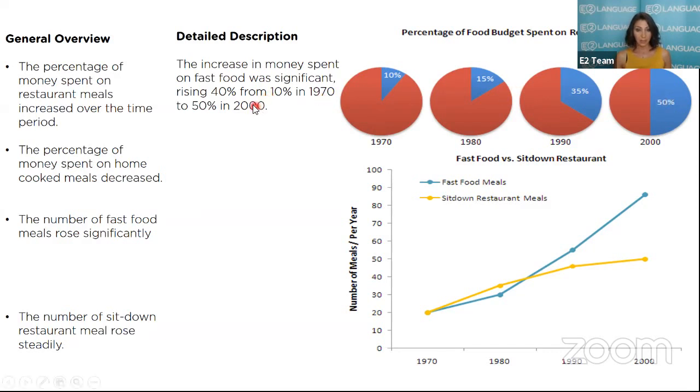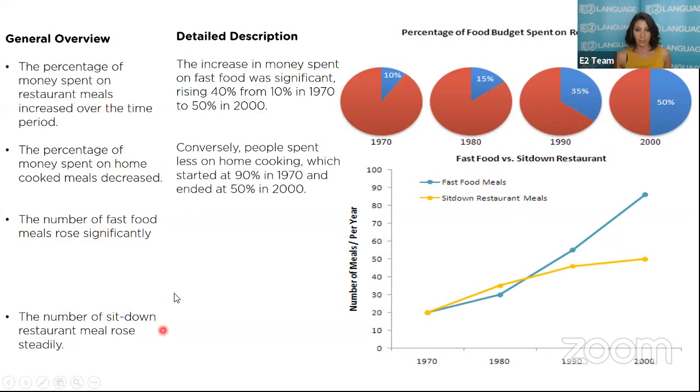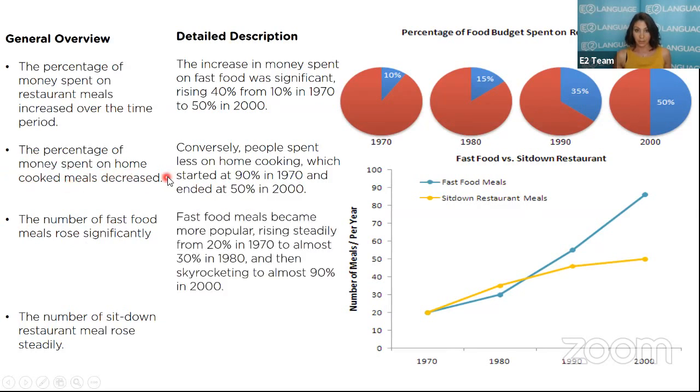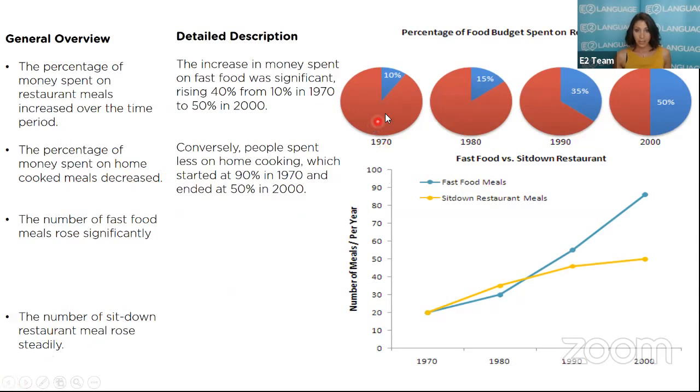So that's relevant. Then we need to follow on with the second point, which was the percentage of money spent on home cooked meals decreased. And we can see that. So supporting that with a detailed description. Conversely, people spent less on home cooking, which started at 90% in 1970 and ended in 50% in 2000. So here I've given evidence for how home cooked meals decreased. I've said that it started at 90 and ended at 50.